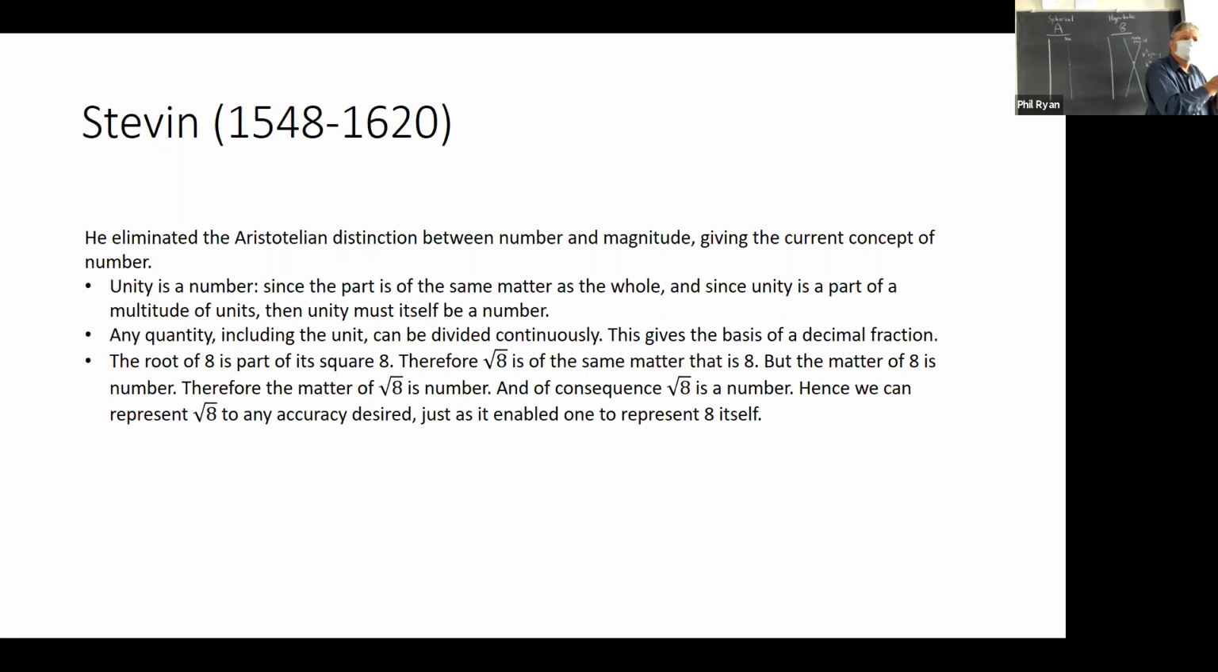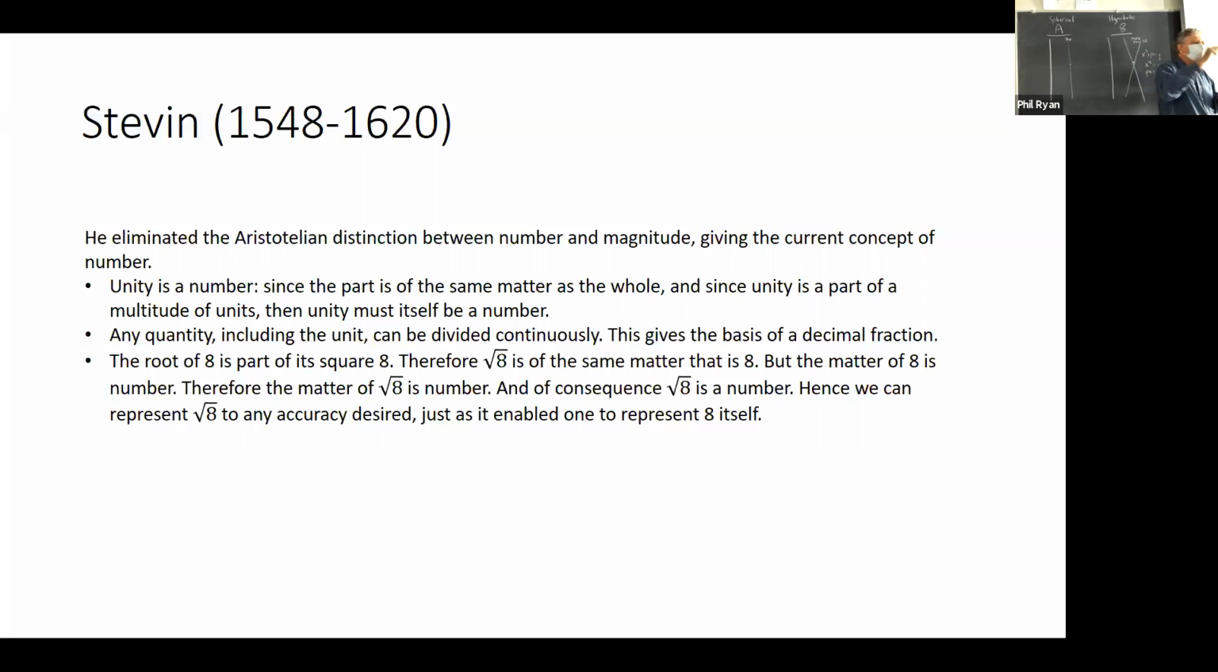So he didn't make the distinction between commensurables and incommensurables that we saw beforehand. We all remember how when the Greeks proved things, they would prove things for commensurables, and then they would prove things for incommensurables. And here is an argument from him. The root of 8 is part of its square 8. Therefore, square root of 8 is of the same matter that is 8. But the matter of 8 is number. Therefore, the matter of square root of 8 is number. And of consequence, square root of 8 is a number.